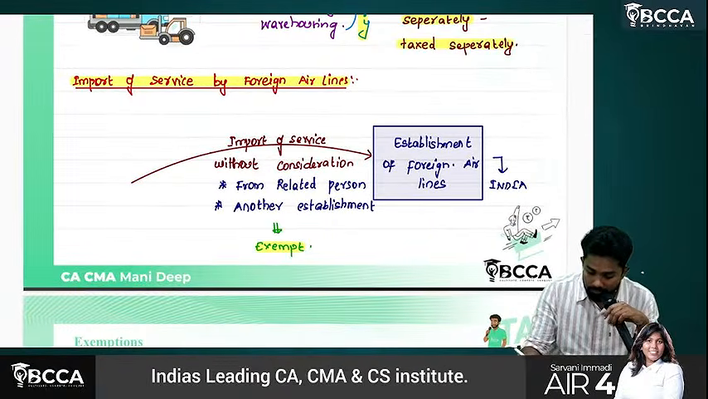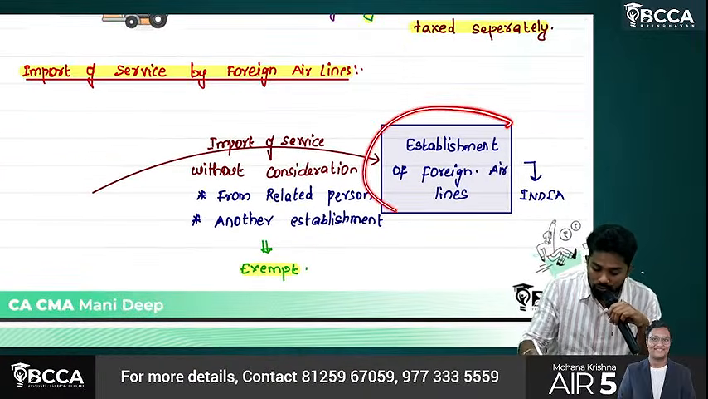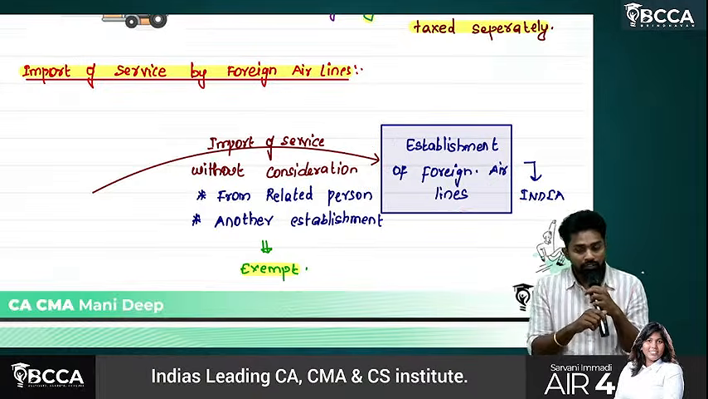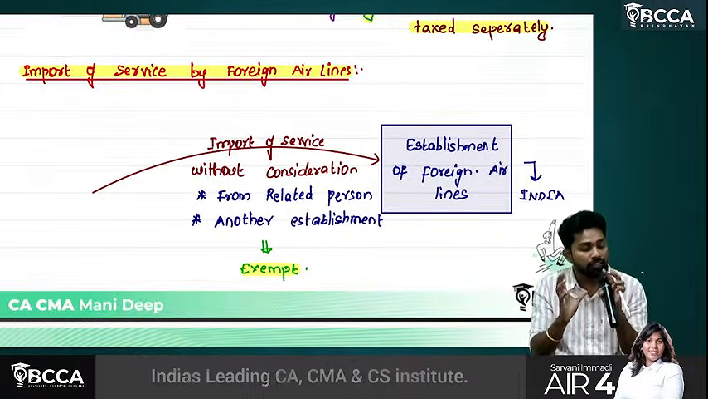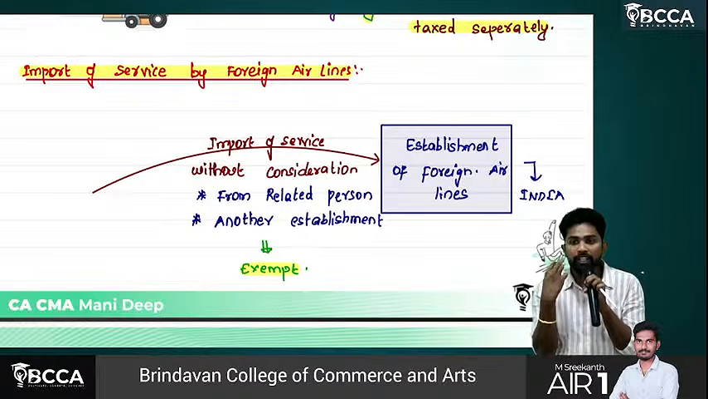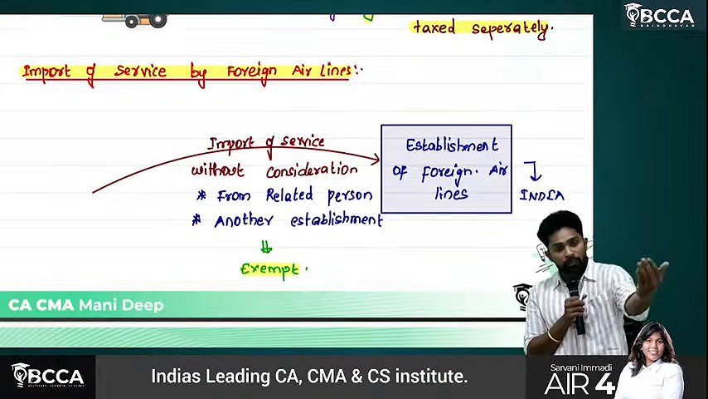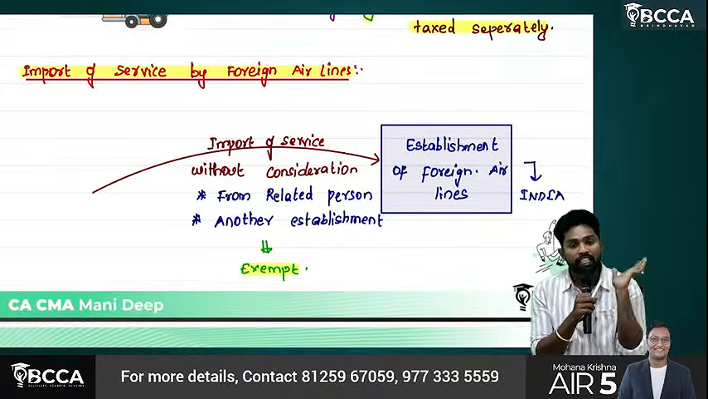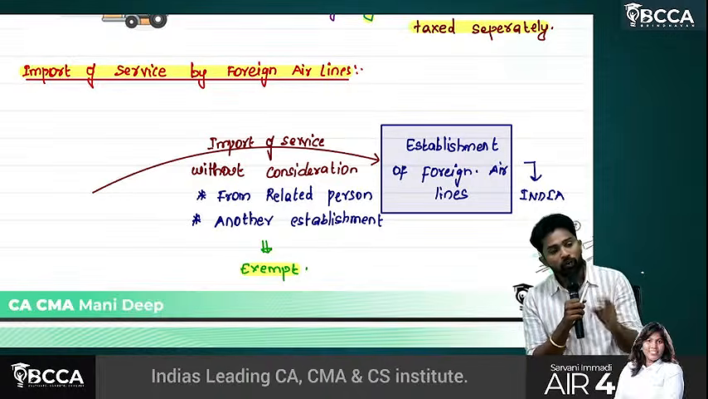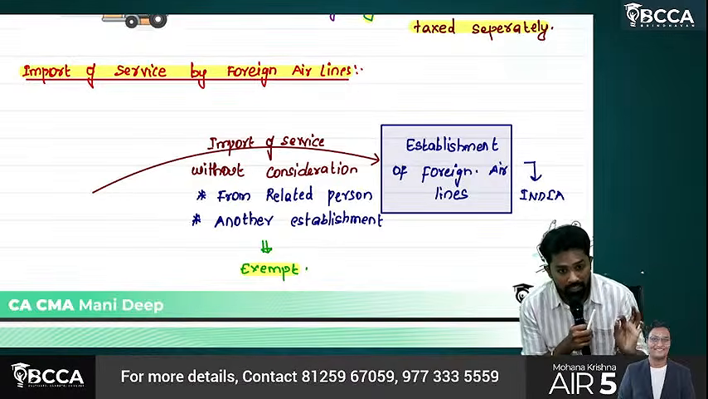Then this one, sir: there is a foreign airline company like Emirates. They have a branch here, a particular establishment, let's say at Shamshabad, Hyderabad airport. Now, when an Emirates flight came to Hyderabad, it had a technical issue, so it was kept at their particular place. Now a team from Dubai came to India to repair or sort out that particular technical issue.